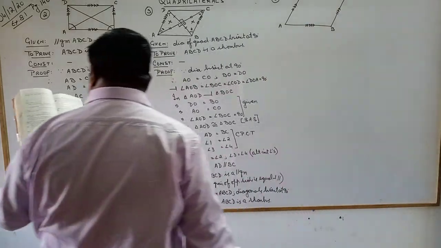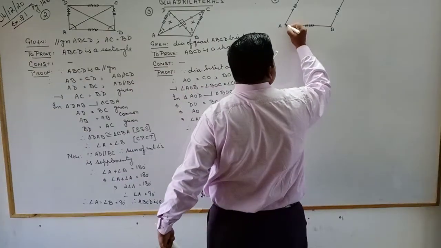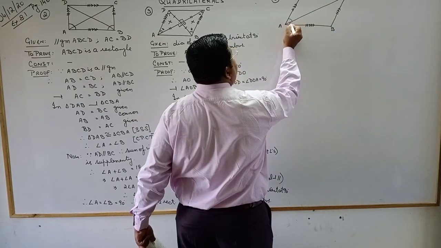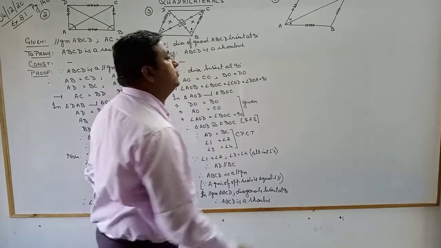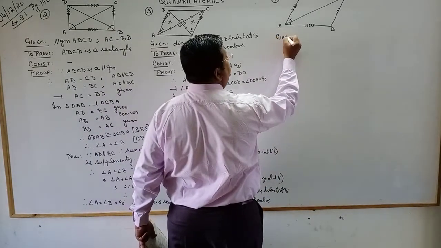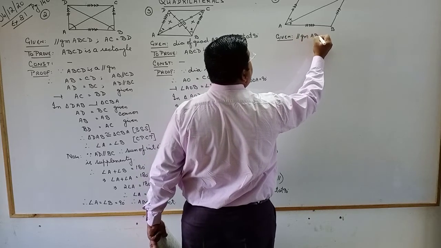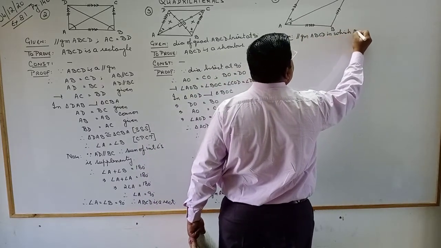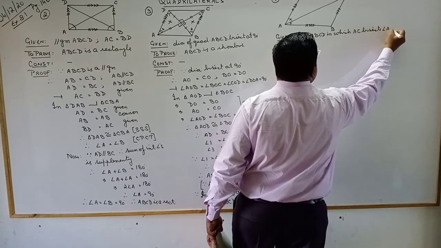The diagonal bisects angle A. This is the diagonal and this angle is bisected. That means this angle is equal to this angle. This is given to us. Write down whatever is given to us. Given: parallelogram ABCD in which AC bisects angle A.